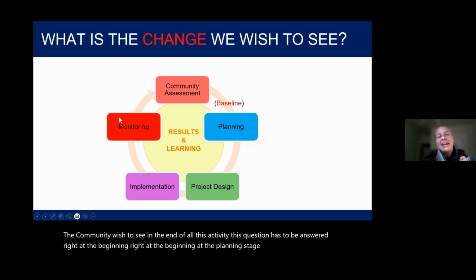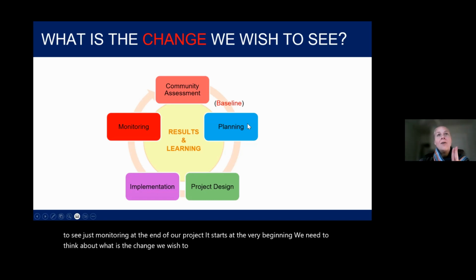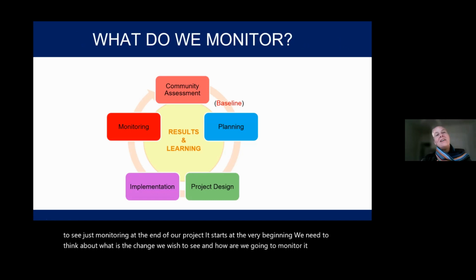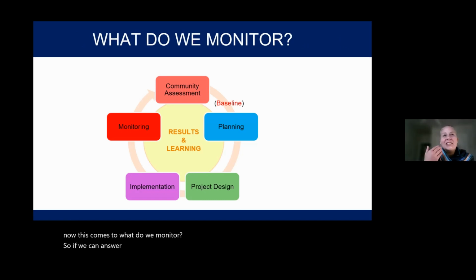And this is why I don't like to see just monitoring at the end of our project. It actually starts at the very beginning. We need to think about what is the change we wish to see and how we are going to monitor it, okay? So now this comes to, what do we monitor? If we can answer that first question, it's the same question, just phrased differently.